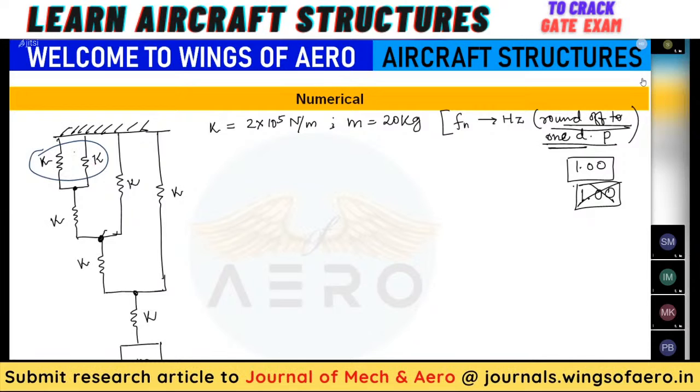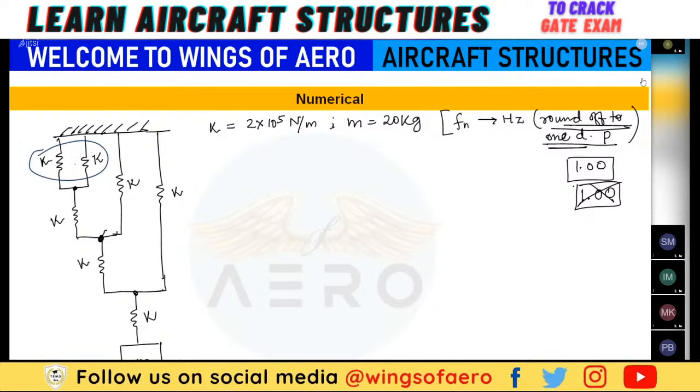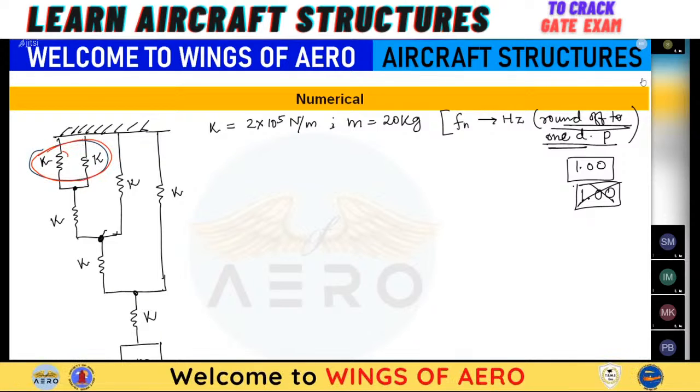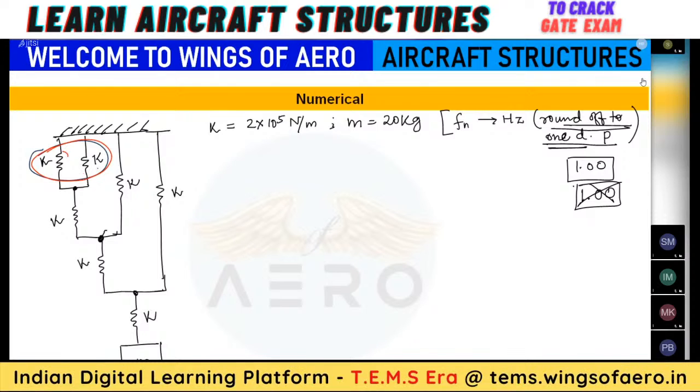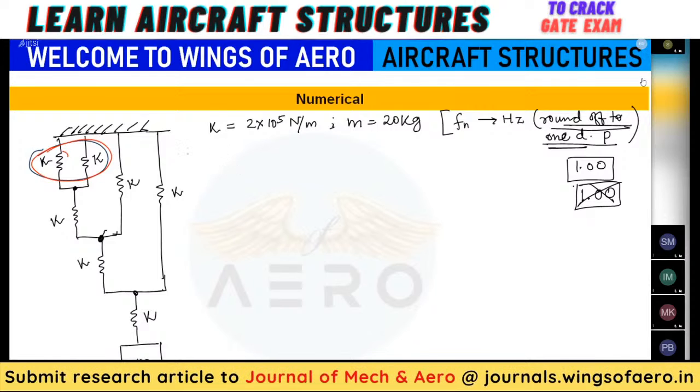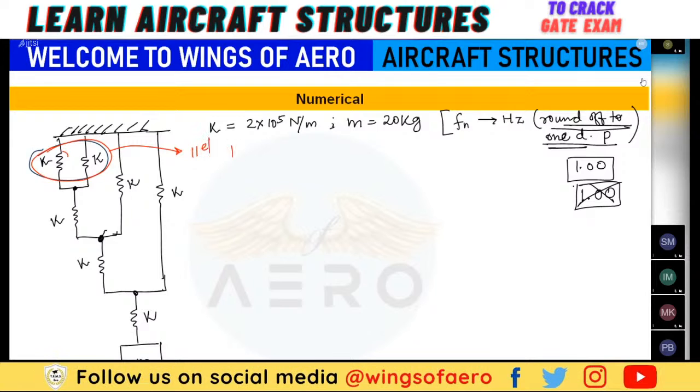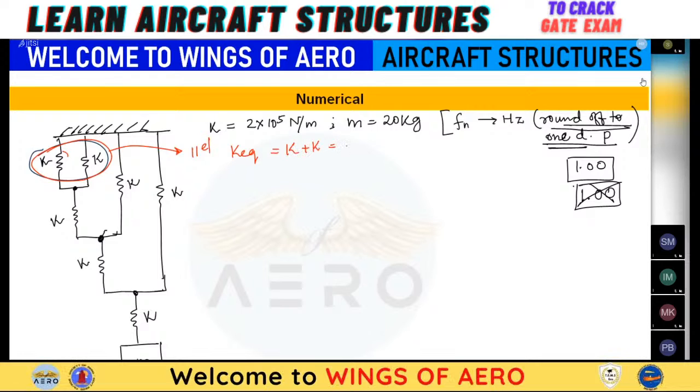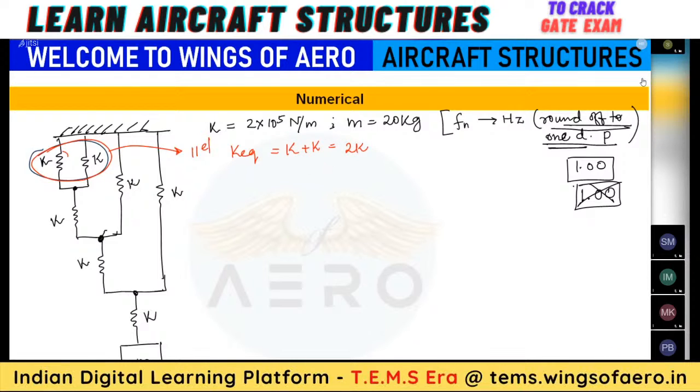Now when you find out what kind of system this is, whether it is in series or parallel, what will happen? You can write down in the chat box. Isn't it in parallel? So when you find this one in parallel, they are parallel. So what will be their equivalent? K plus K, right? 2K.